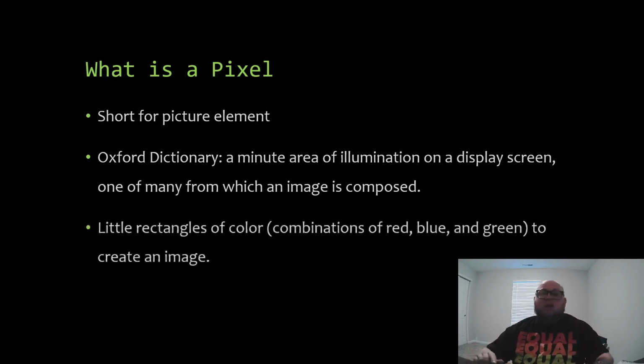So if I were to put a picture in your head of what a pixel was, the easiest thing I could think of is little rectangles of color. And that color is a combination of red, blue, and green to create an image. So the image you're seeing is made up of thousands of pixels. And all those pixels are just a combination between red, blue, and green to make the color for that pixel. And then all those pixels together make the image, right?